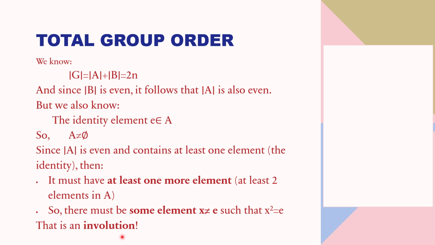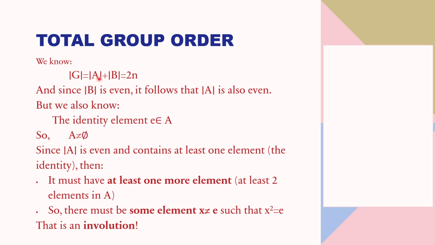Alright, so since there is an involution inside A, and finally we know that we are splitting G into A plus B, right? So when something is in A, it will definitely be in G as well. Okay, so that's the major theorem. It basically is: every group of even order has at least one involution.